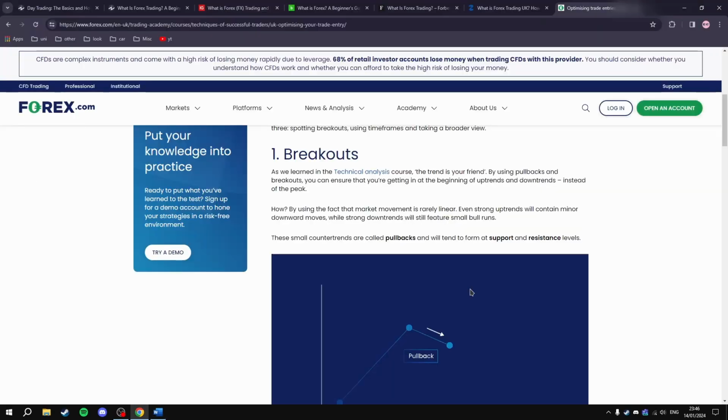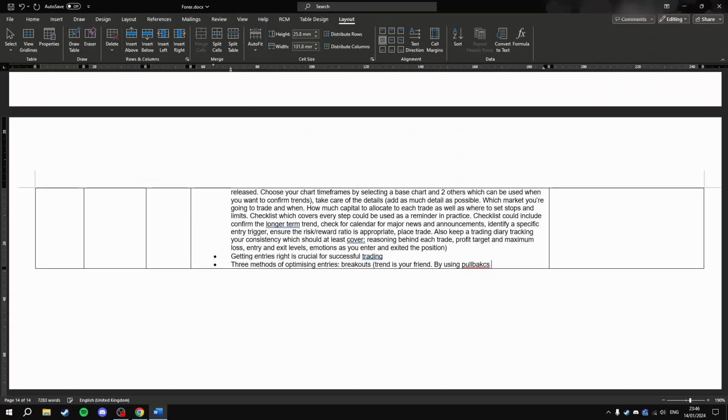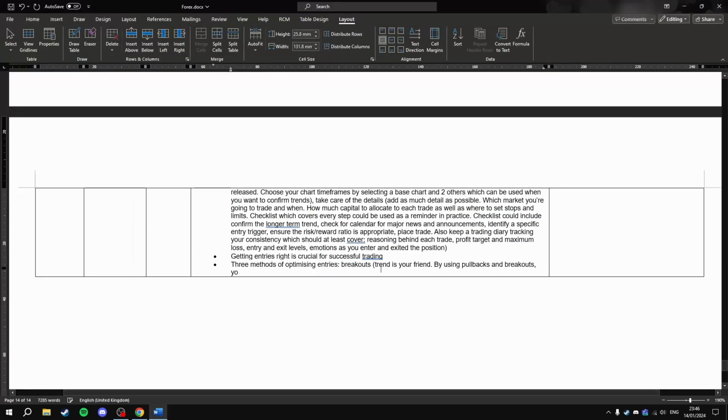By using pullbacks and breakouts, you can ensure you're getting in at the beginning of uptrends, downtrends, instead of at the peak.